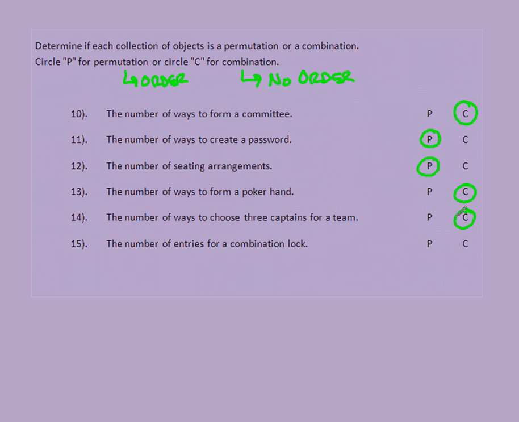And then the number of entries for a combination lock. This is going to try to confuse you just because it's a bad choice of words. Combination locks are ones where you have 3 different numbers. And it matters, like if your combo is 10, 70, 32, it matters if you go 10, 70, 32 versus 10, 32, 70. So these are two different ideas. Order matters, permutation it is.